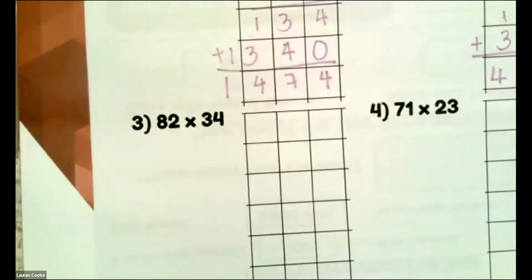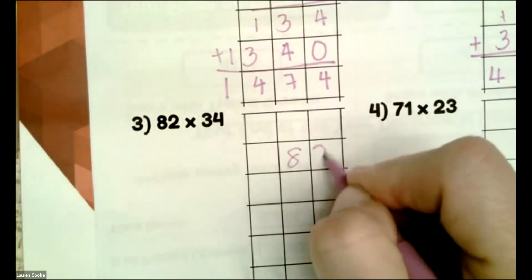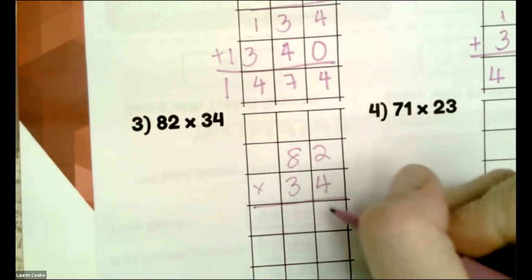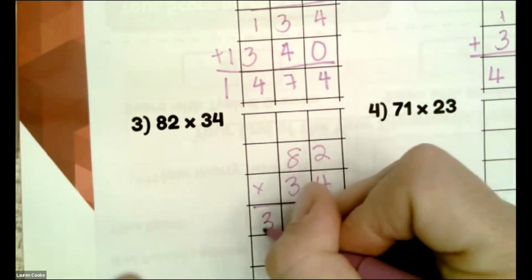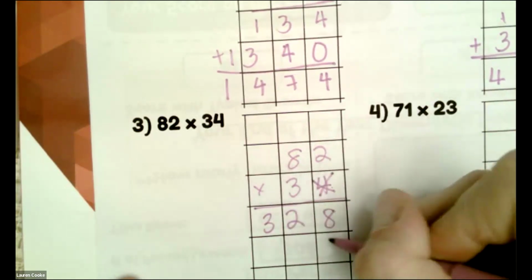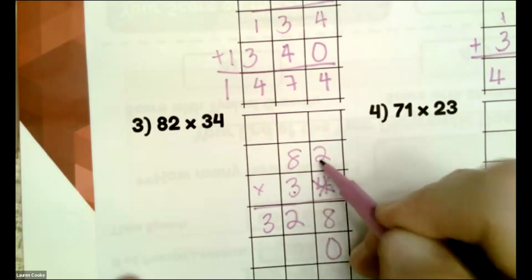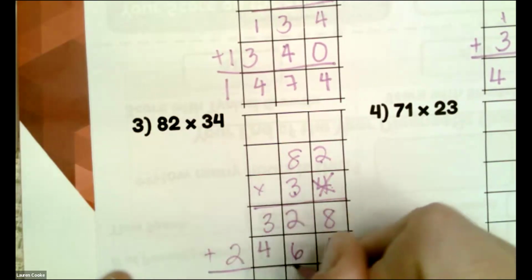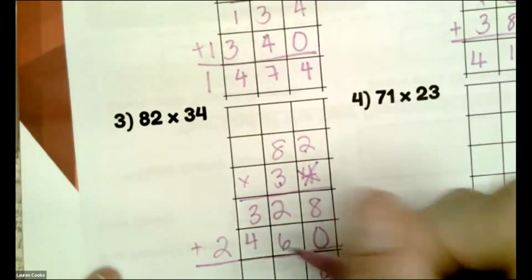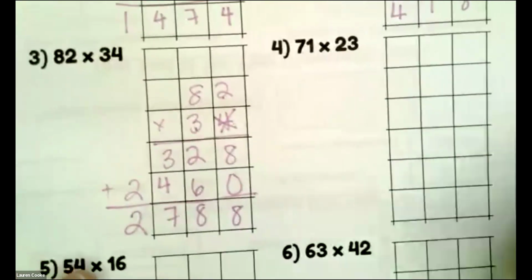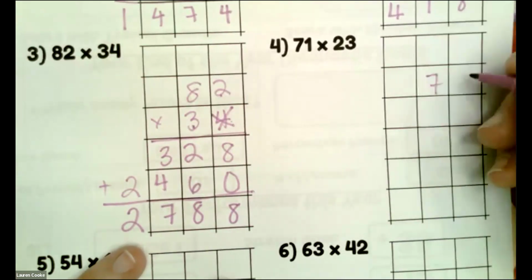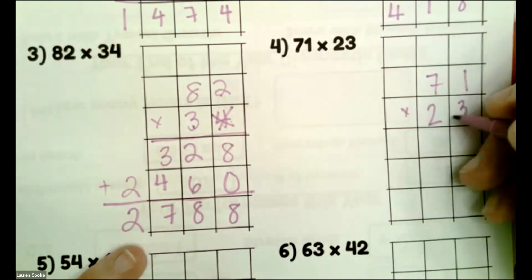Okay, next one. I'm leaving spaces and I do 82 times 34. And then I have 4 times 2, 8. 4 times 8, 32. Place a 0. 3 times 2 is 6. 3 times 8 is 24. One number in each box. 8, 8, 7, 2. Okay, if you did this on your own, maybe you're just using this to check your work. Awesome.